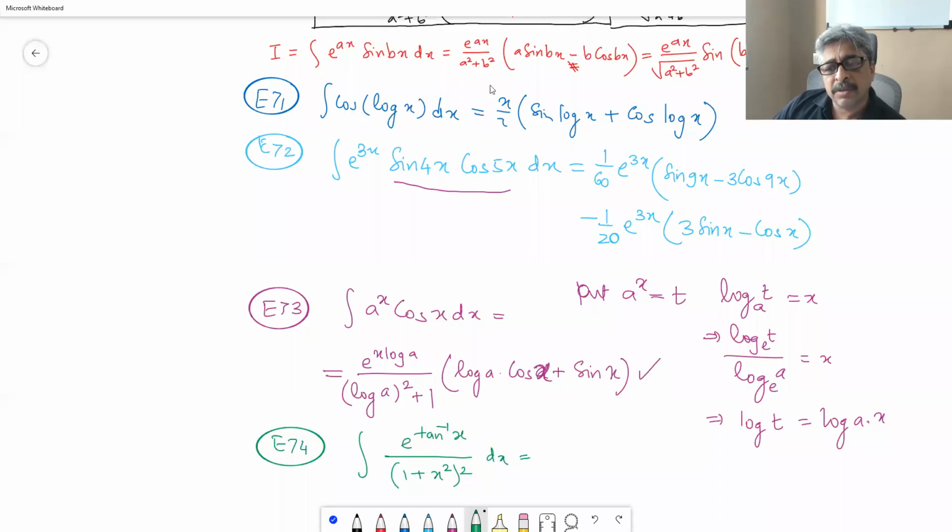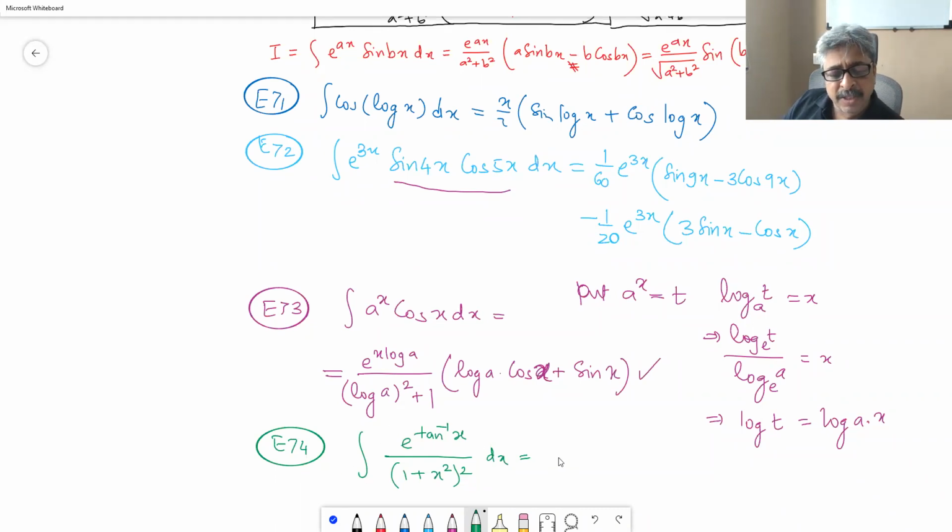As far as 73 problem is concerned, you substitute a raised to x, get into log to the base e form and put that everything back into this integral. You will get it in standard form, and then applying formula you will get the final answer as e raised to x log a upon log a square plus 1, log a times cos x plus sin x.